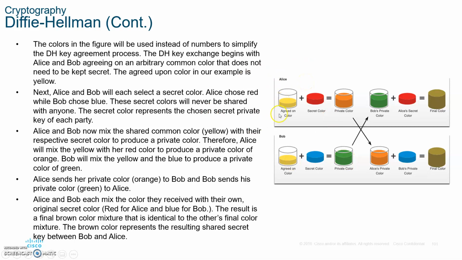Take a snapshot of this. All right, this is like when you agree on the same color, then this is the secret color, and you mix, you pass the mix to each other. Ultimately, you'll get the same key. That's how you pass keys across.